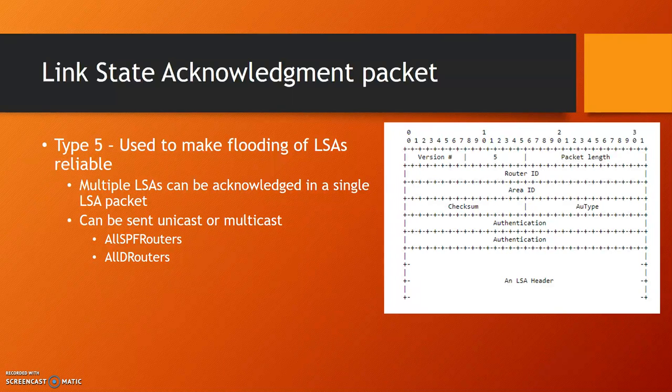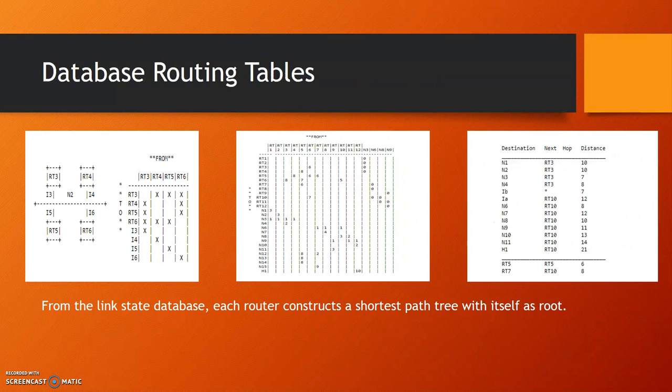The link state acknowledgement packet is used to make flooding of LSAs reliable. So multiple packets can be acknowledged in a single LSA packet, and it can be sent unicast or multicast, which again you can send to all OSPF routers or all designated routers. So these are just some examples of the routing tables. Based off the LSAs, each router constructs a shortest path tree using the OSPF algorithm with itself as root.